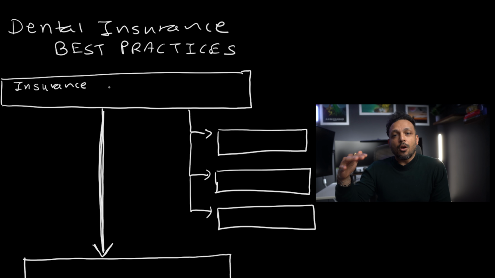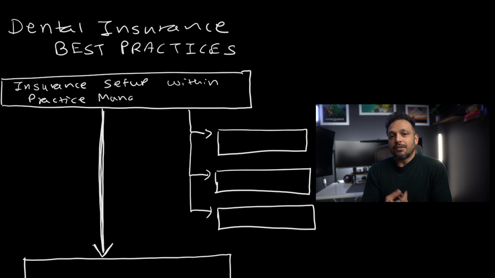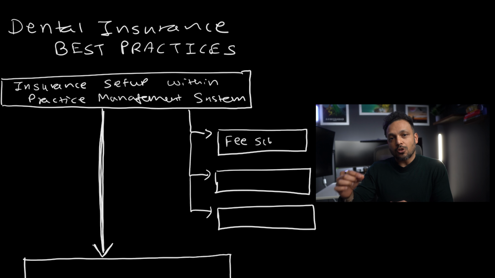First is the setup of your insurances within your practice management system. And when it comes to this, first thing is the fee schedules. If you're in network with insurance companies, you need to make sure that the fee schedule for each of those plans is entered into your system. And if you don't have this done, you are not going to be able to quote the patient their co-pays when you're presenting finances.